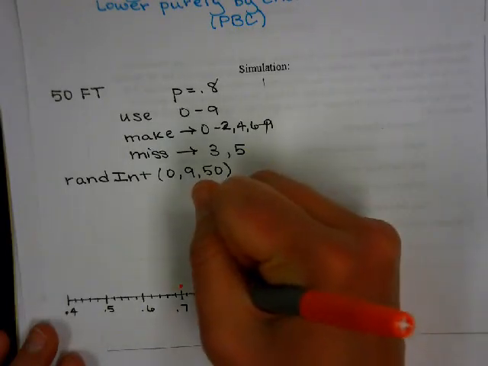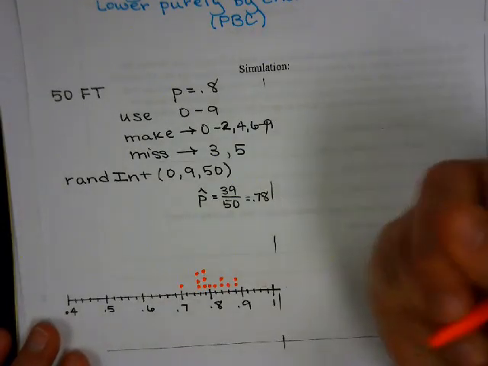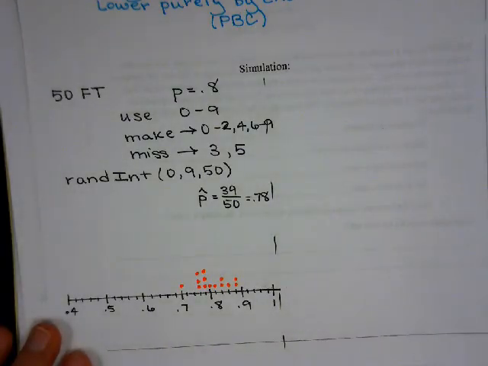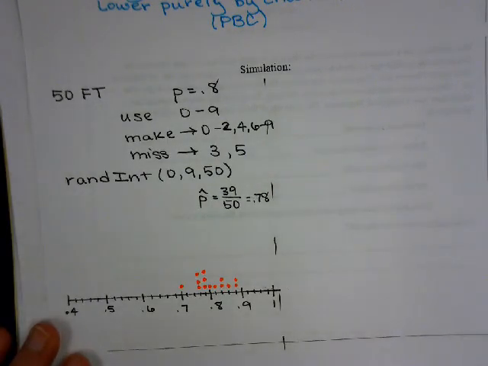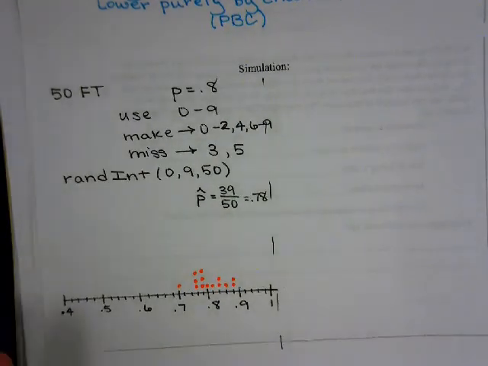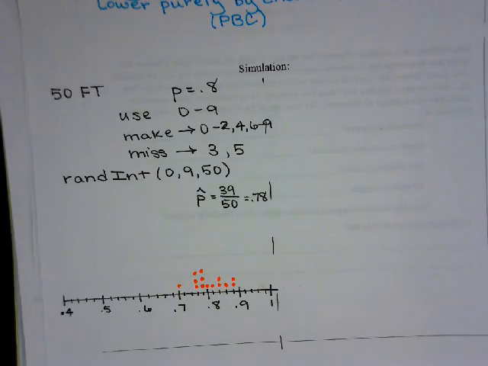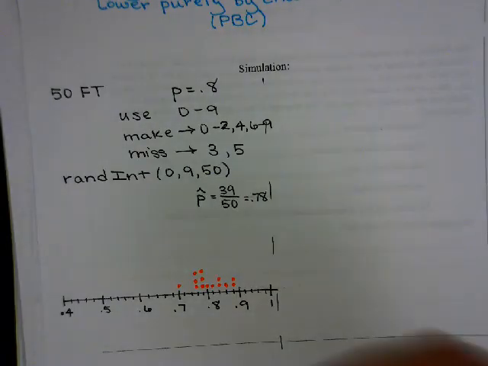Bianca? You froze your list. Cheyenne? Did you have 9 3s and 5s? So she missed 9 shots, which means she made 41. So 0.82. And then Cheyenne? 0.84. See, Cheyenne is better than 80%.